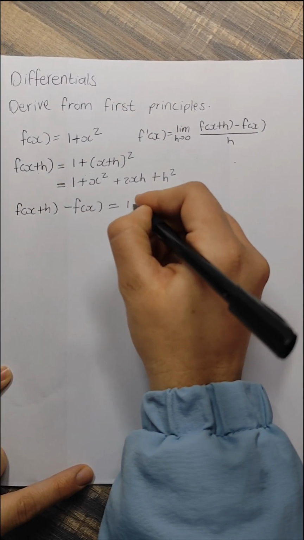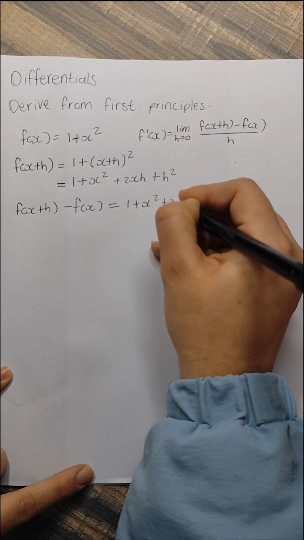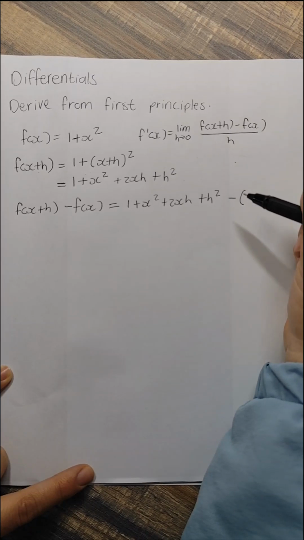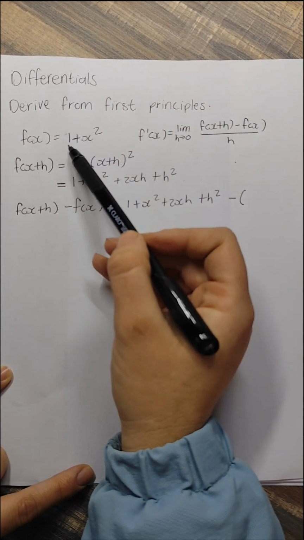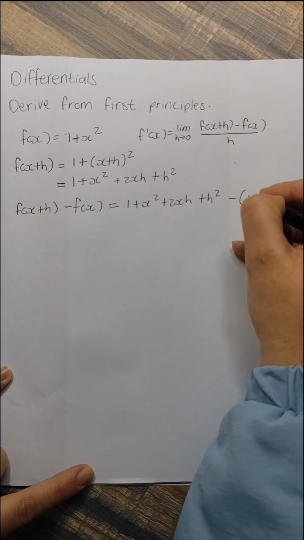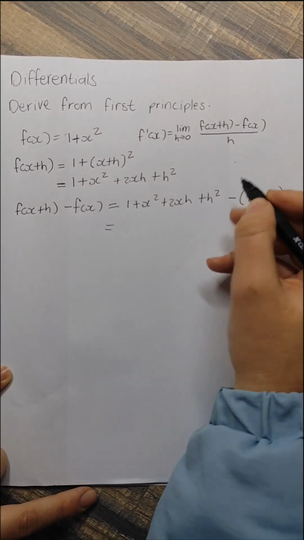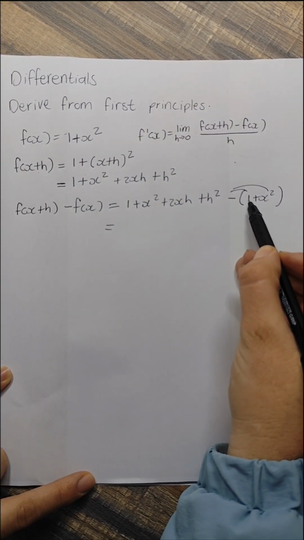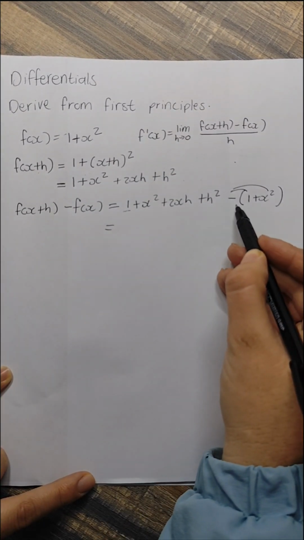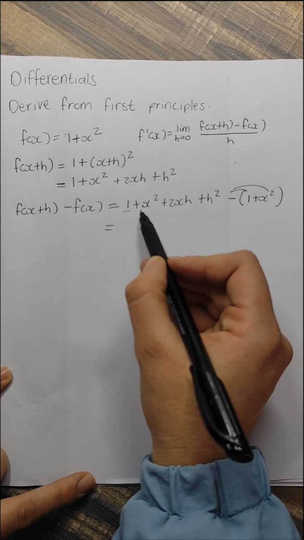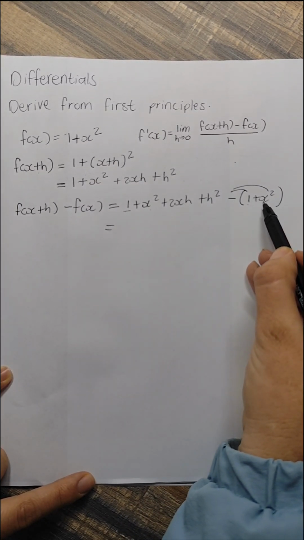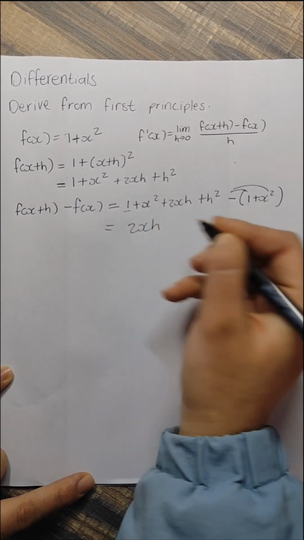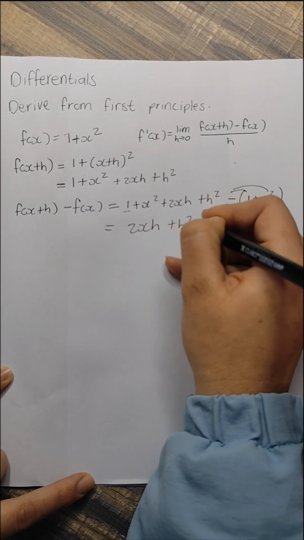So now I'm going to rewrite my f(x + h) that I got from the previous step. And now I'm going to minus, after a negative comes a bracket, the entire formula of f(x), so (1 + x squared). Basically what happens is that the negative multiplies into the bracket, and that becomes minus 1. So we have 1 minus 1, they're going to cancel. Then we have x squared and minus x squared. They are also going to cancel. And we are only left with 2xh, or hx, plus h squared.